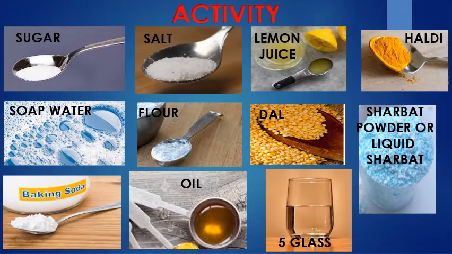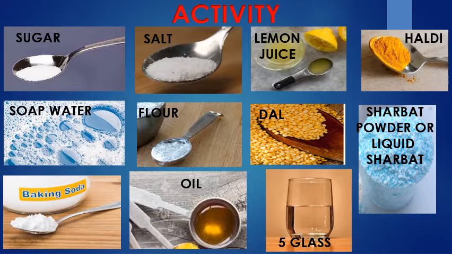Now we will be performing some activity. You will need some kitchen products like sugar, salt, lemon juice, haldi, soap water, flour, dal, sharbat, baking soda, that is cooking soda, and oil. All these things are readily available in everyone's kitchen. Take all these things about half a tablespoon. Then take 5 transparent glasses for performing this activity.